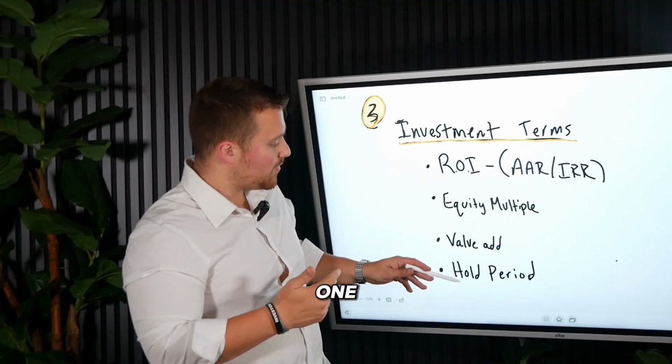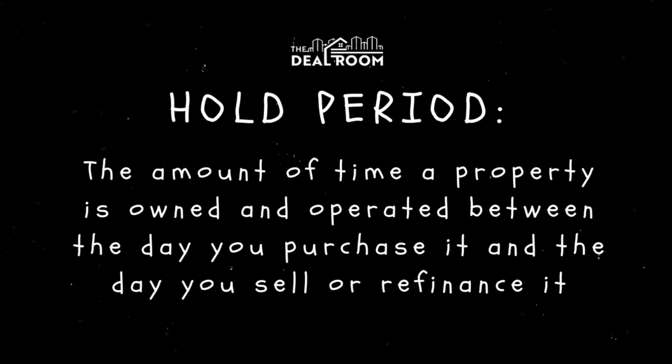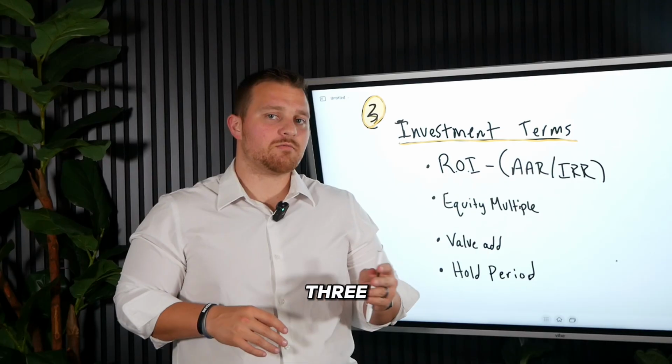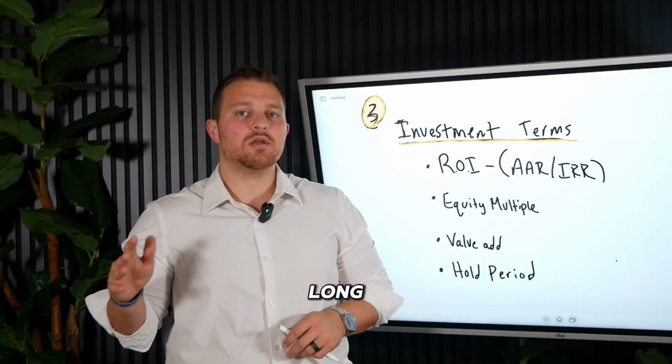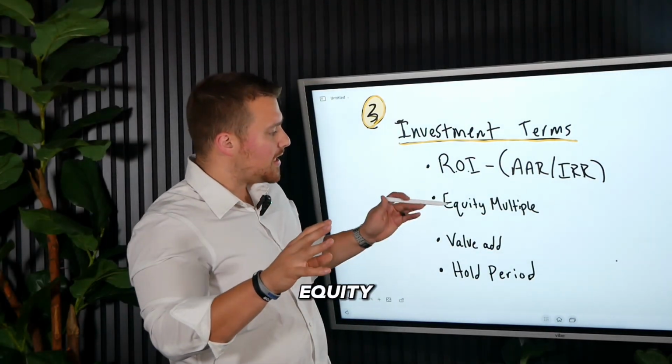That is the second one, which is hold period. So often in terms, whenever an investor is going to go look at a deal, you're going to look at the projected annual returns over a certain hold period. So it might be a 3-year, it might be a 5-year, it could be a 7 or even 10+ year long hold period. And another one that you'll see often is equity multiple.